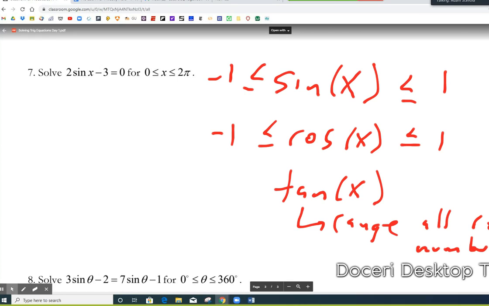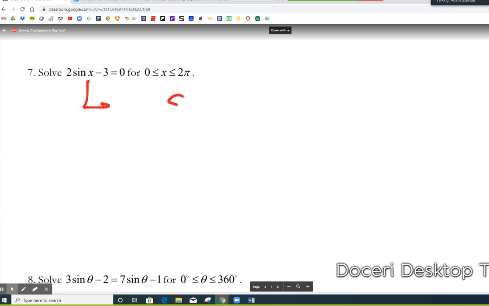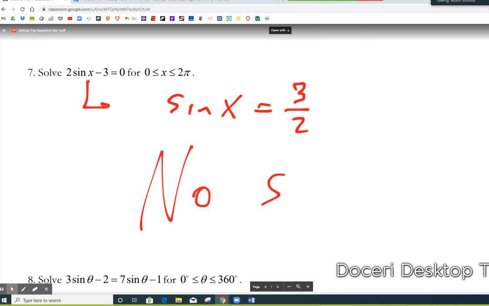That's because tangent is the ratio of y over x. But cosine and sine are y over r and x over r, or opposite over hypotenuse and adjacent over hypotenuse. The opposite leg can never be bigger than the hypotenuse, and the adjacent leg can never be bigger than the hypotenuse. So this ratio can never equal anything bigger than 1 or less than -1. So if you ever get sine of x equals something greater than 1 or less than -1, there's just no solution.